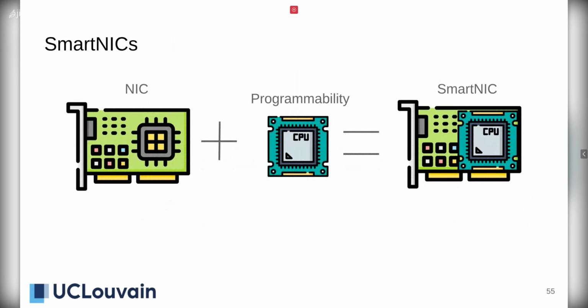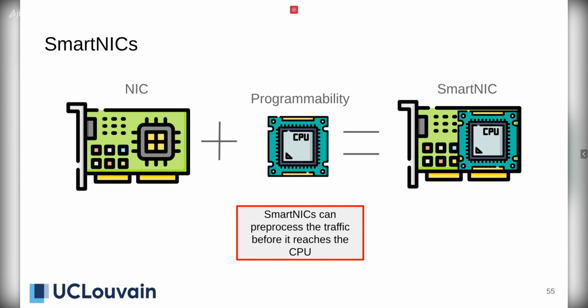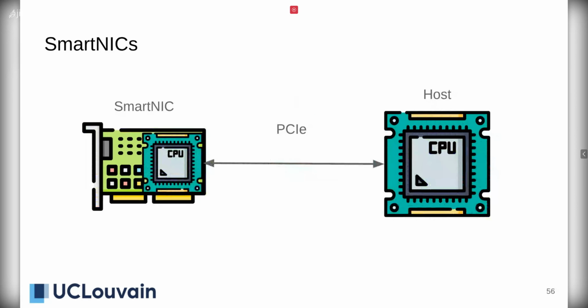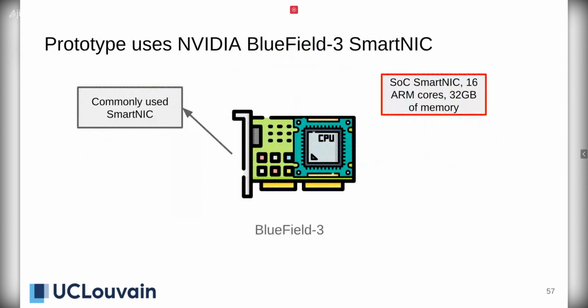To build this prototype, we used a SmartNIC. A SmartNIC, you can just think of it as a NIC, so a network interface card, plus some programmability, which can be an FPGA, or just CPU cores, and this gives you a SmartNIC. SmartNICs are used in practice to pre-process traffic before it reaches the CPU, and often the goal is to push work from the CPU to the SmartNIC. To prototype ASNI, we use a BlueField-3 SmartNIC, which is very commonly used in the literature, and has 16 cores and 32 GB of memory.